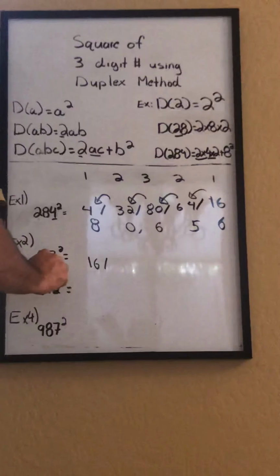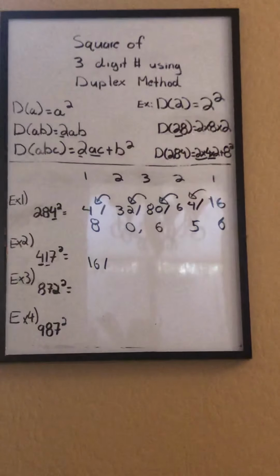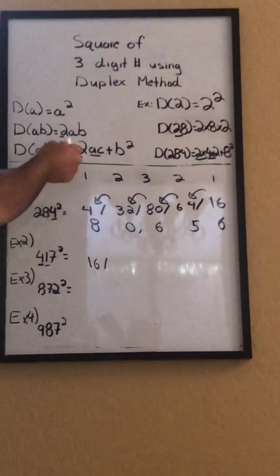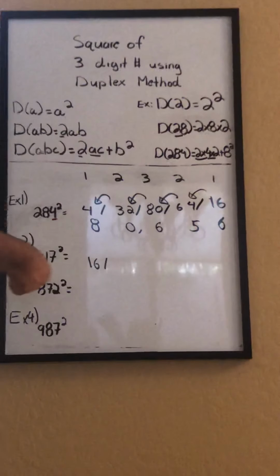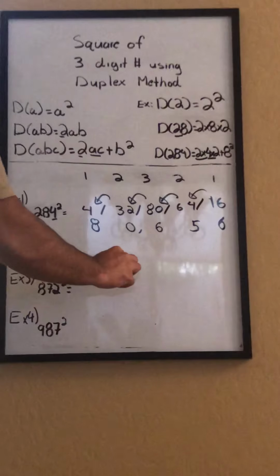Right? Then I go right here. What's the duplex of 41, a 2-digit number? It's twice the product, the product multiplied by 2. 4 times 1 is 4, times 2 is 8.